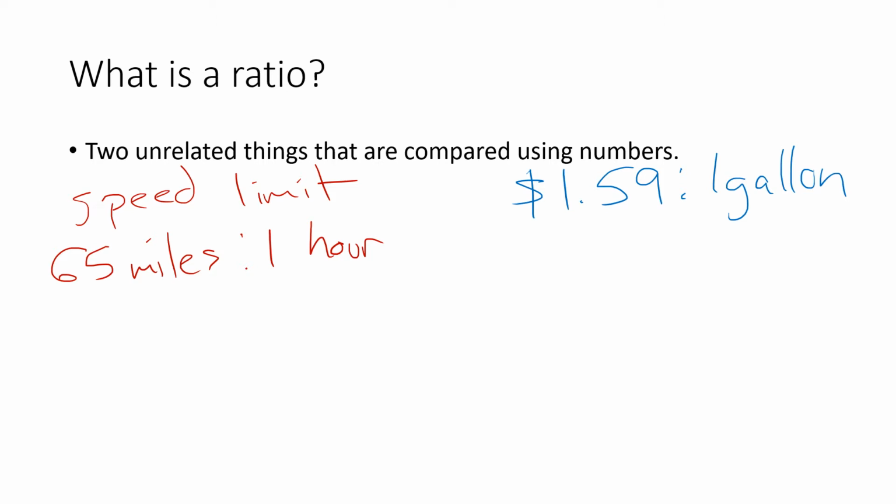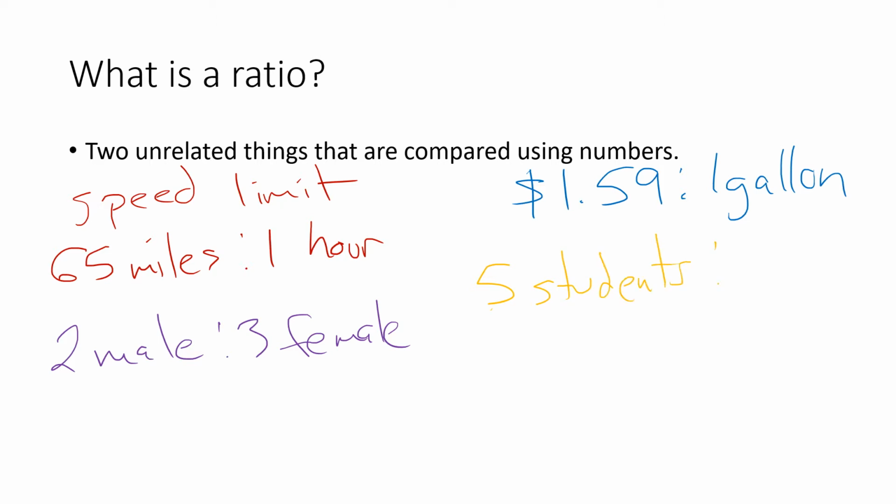$1.59 to 1 gallon of gas. If we were actually in the classroom together, maybe we could say we have 2 male students to 3 female students. Or we could say that we have 5 students to 1 teacher. These are all examples of ratios. We're taking two things that are not related in any way, like what is the connection between miles and hours, for example, and we are comparing them using numbers.